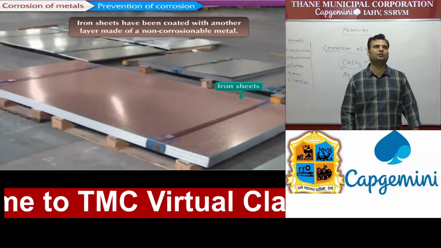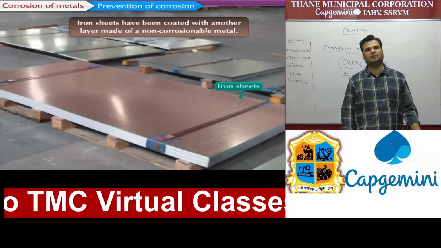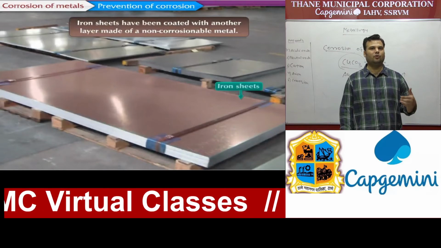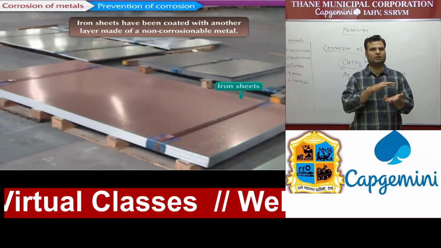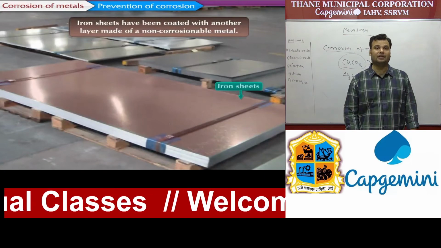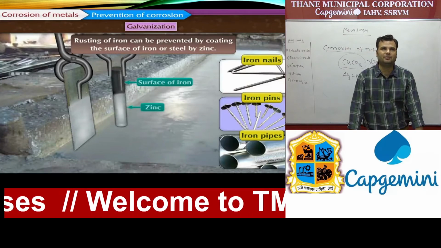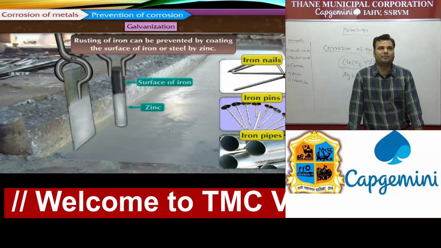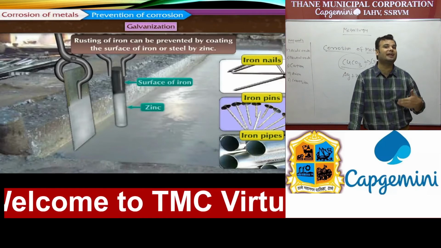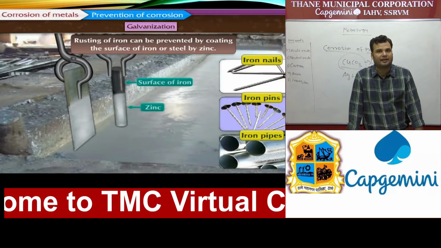You can see iron sheets are also coated with some other metal, a more reactive element, coated on the surface of the iron. This process is known as galvanization. You can see iron pins, iron nails, and iron pipes are all coated with a more reactive metal, that is zinc.